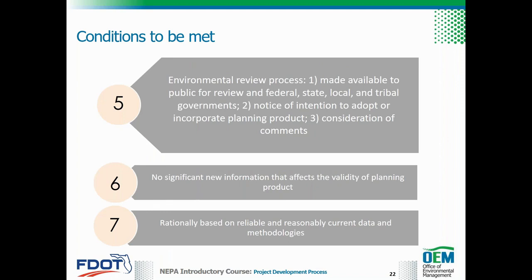5. During the environmental review process, the relevant agency has made the planning products available for public review, provided notice of the intent to adopt the product, and considered resulting comments. 6. There is no significant new information or new circumstances that have a reasonable likelihood of affecting the continued validity or appropriateness of the planning product. 7. The planning product has a rational basis and is based on reliable and reasonably current data and reasonable and scientifically acceptable methodologies.